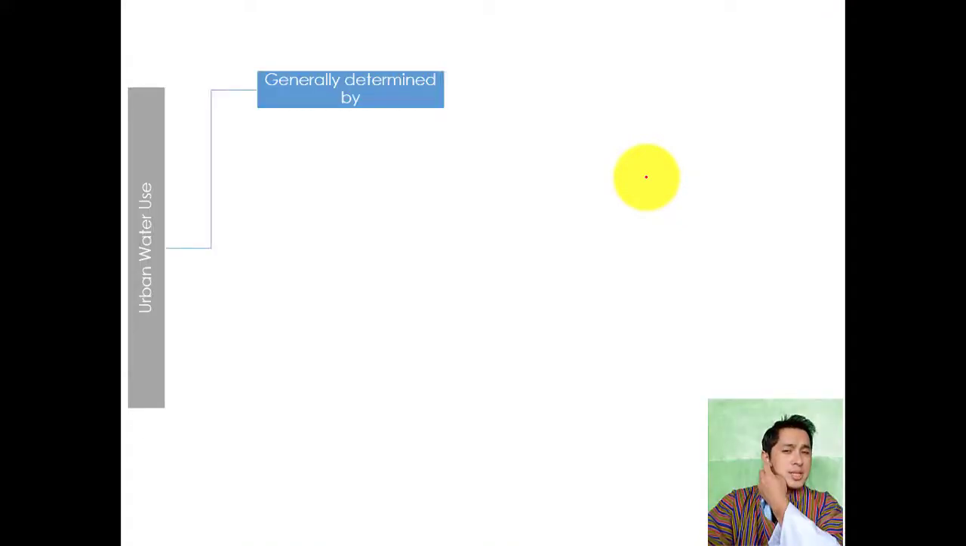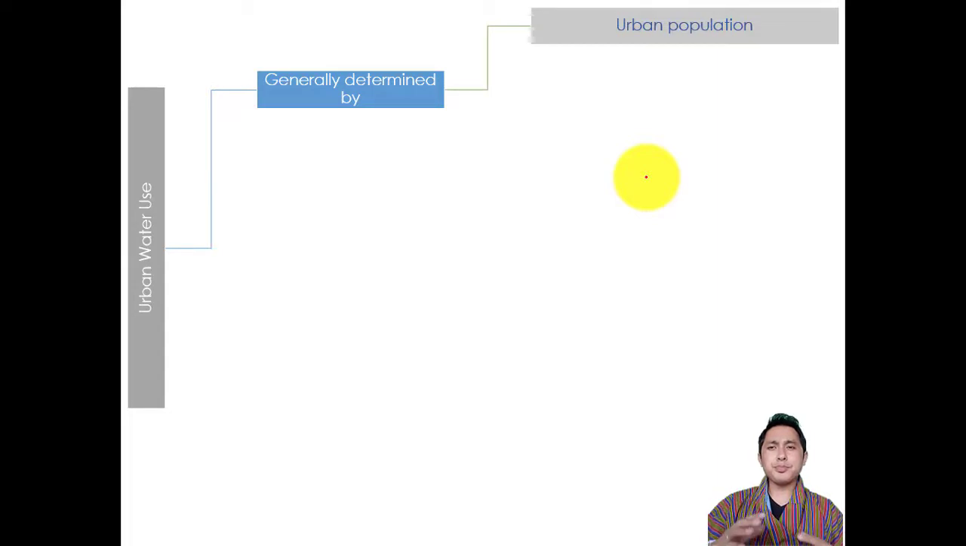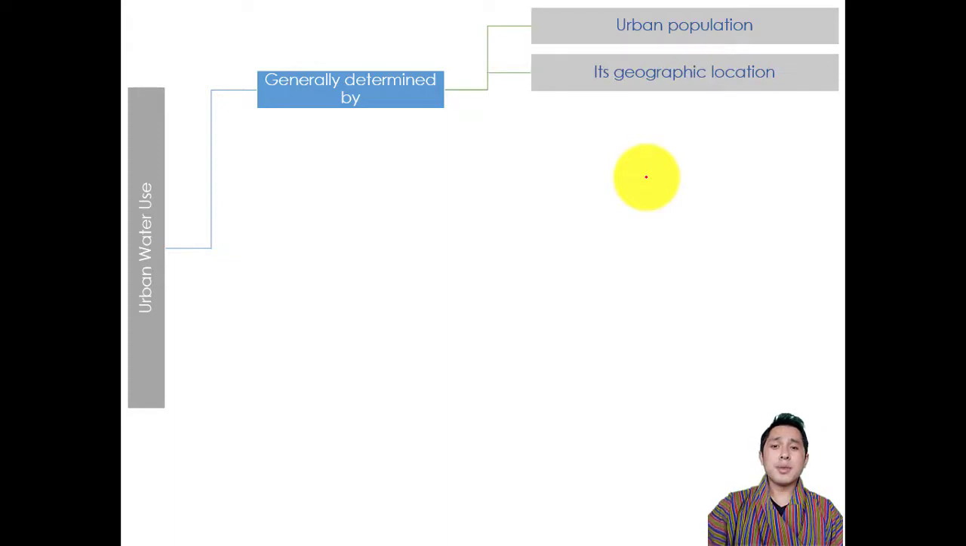Generally, urban water use is determined by the urban population. So if the urban population is high, the water use by the urban area is high. The geographic location also matters. If the urban area is very developed and a metropolitan area, then the amount of water use by the urban area will again be high. The geographic location is very important.